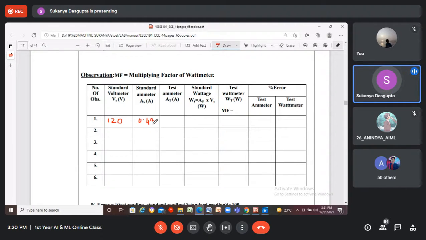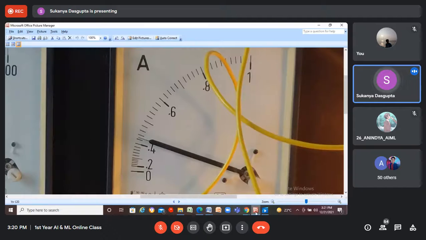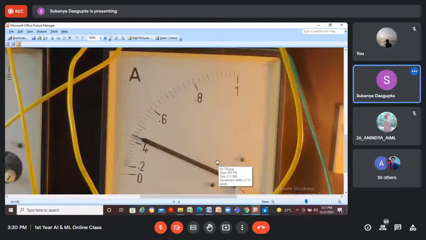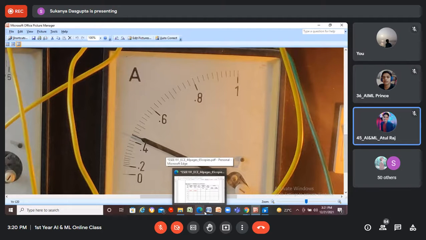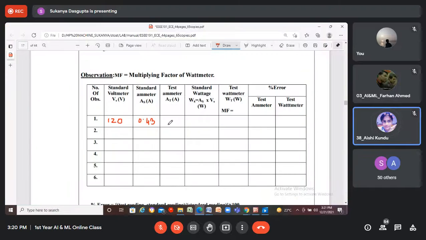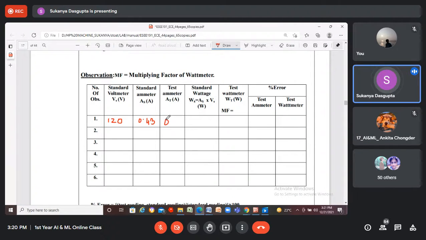Okay, that's the standard one. What about the test one? This is the test ammeter. So it's just 0.44. 0.42 or 0.44? 0.44, ma'am. You please note down all these readings in your notebook.